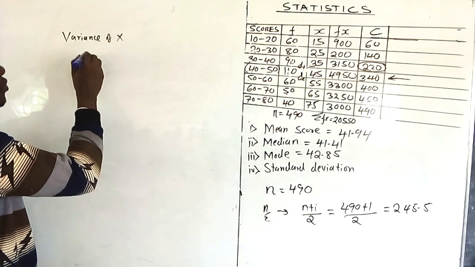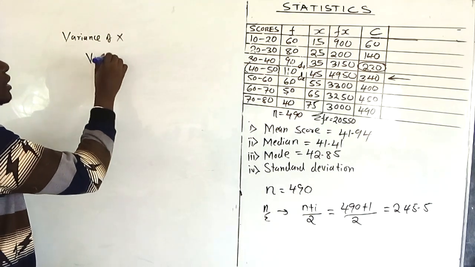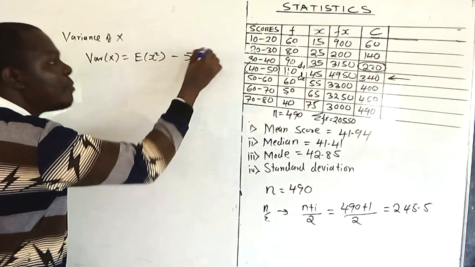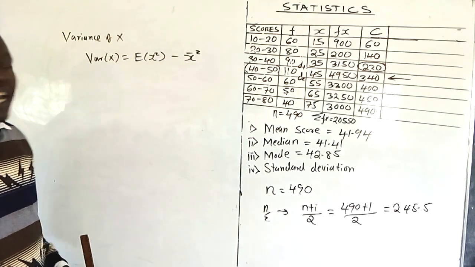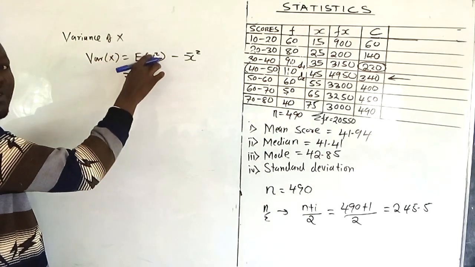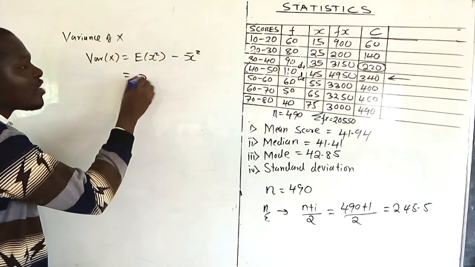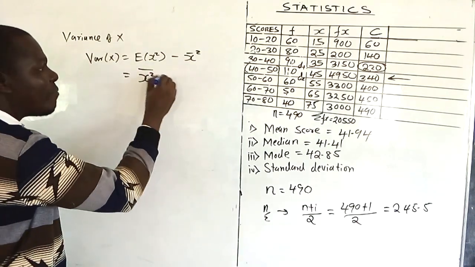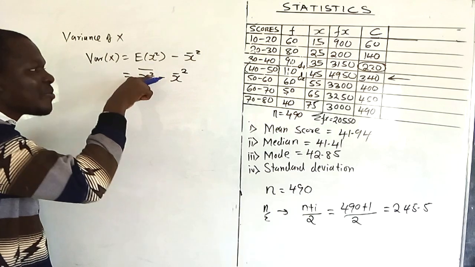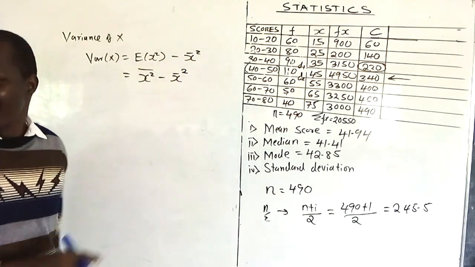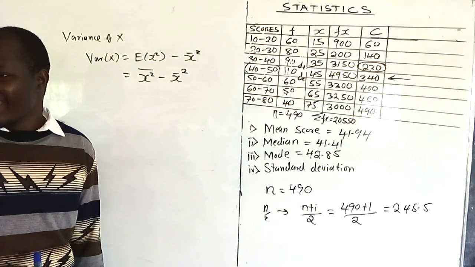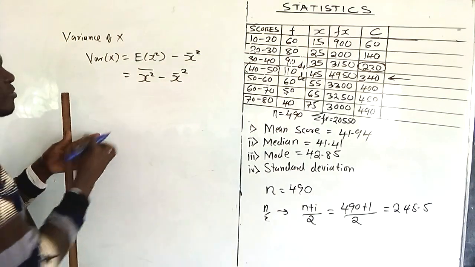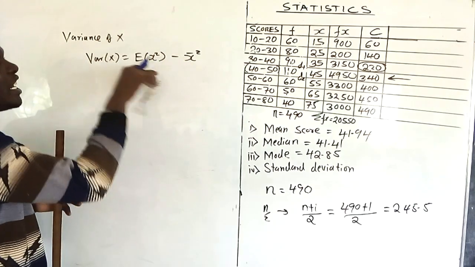So the variance of x was given by what? The expected value of x squared minus the mean squared. So when you talk about the expected value of x squared, it means we're looking for the mean of x squared. So the mean of x squared is x squared bar, isn't it? Then minus the mean squared. So you see this one square is inside, the other one square is outside. You see, they're two different things. Are we together? So if you don't like this kind of notation, you can just leave it at this point.